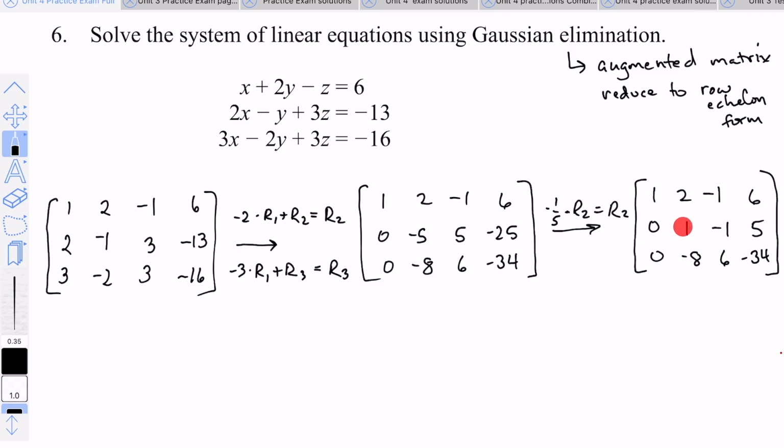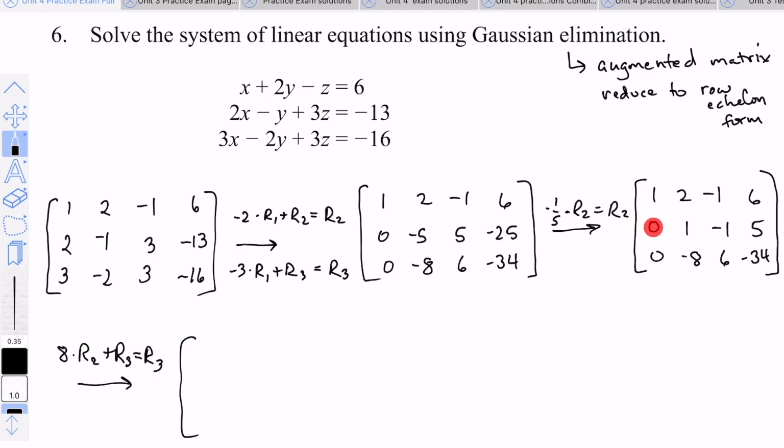So we got a 1 right here. Now the next step is to get a 0 right here. So I need to add 8 to -8 to make it equal 0. So I'm going to make use of this 1 that I just created. I'm going to multiply it by 8, add it to row 3 to create that 0. So the next row operation is 8 times row 2, add that to row 3. That's going to become a new row 3.